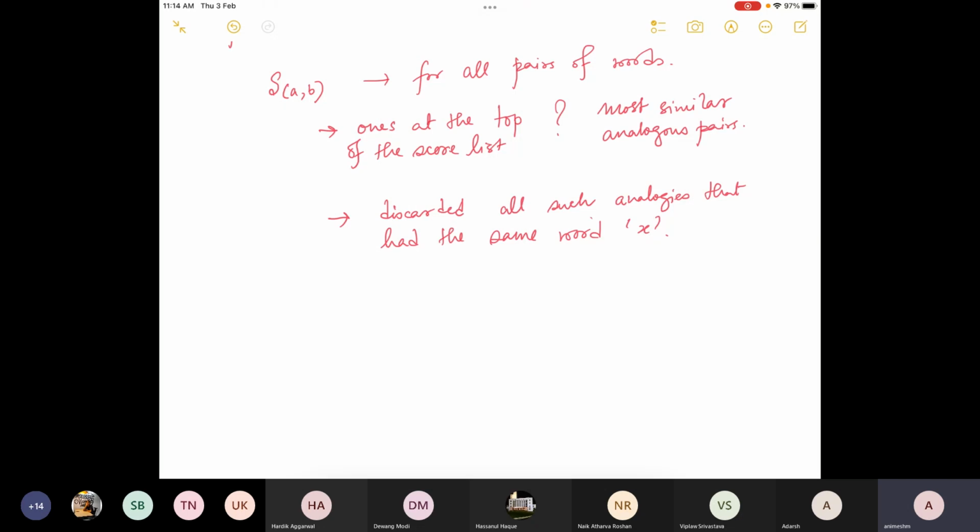So this is how they constructed the list of analogous pairs. Is this clear, the second part? You might have multiple analogies on the top of the list with the same x word. So you take only the top scorer among these. The rest you ignore and you go to the next different x. In this way, you avoid the same word being repeated in the analogies.